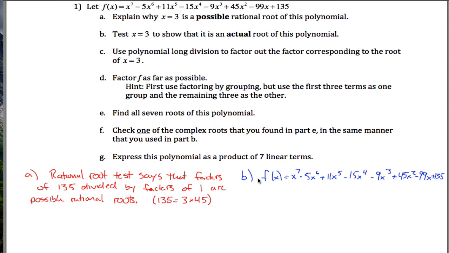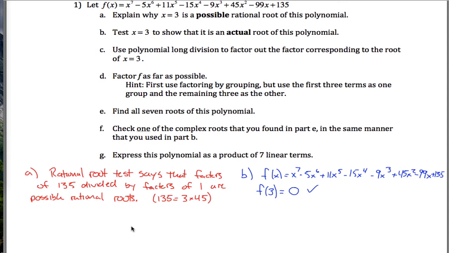So to test to see if 3 is actually a root, what we try to do is figure out what f of 3 is. You can put it all in, and you should end up getting 0. I'm kind of shortcutting this because I'm lazy. You might want to do more work there, or you could leave it just like that. f of 3 equals 0, therefore 3 is a root. Good enough, I guess, if you're a little bit lazy.